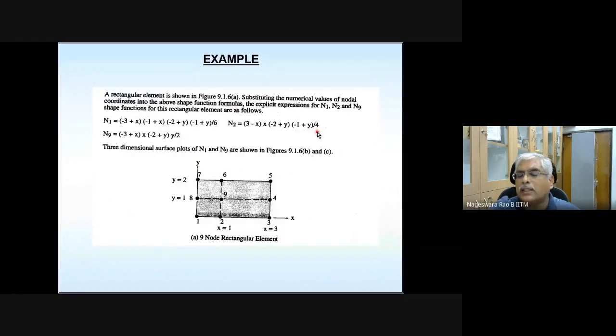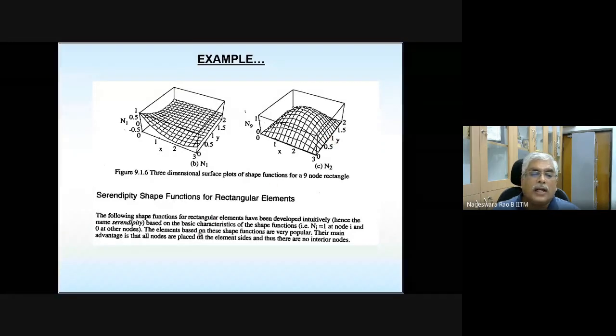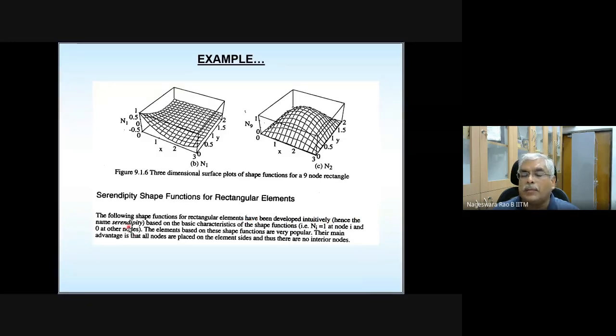You can go through all this, it's self-explanatory. These are all shown here, with an example and a plot of it. So let's read this. Serendipity shape functions for rectangular elements. The following shape functions for rectangular elements have been developed intuitively, hence the name serendipity, based on basic characteristics of the shape functions. The shape function value Ni should be equal to 1 at node i and 0 at other nodes. Whatever procedure or technique you adopt to get the shape functions, this property has to be satisfied. Elements based on these serendipity shape functions are very popular. Their main advantage is that all the nodes are placed on element edges and thus there is no interior node.